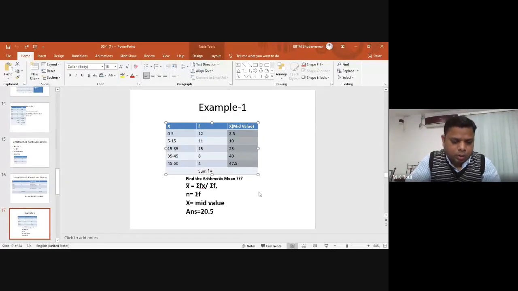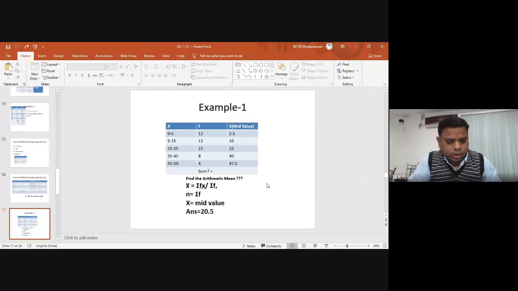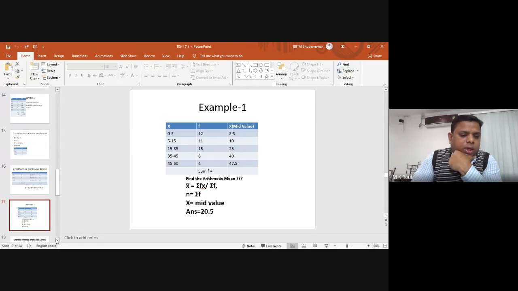So if you calculate these values along with the summation of f, that equals, how much? Summation of f, that is 50. Okay, fine, 50. And here the f into x equals how much? Summation of fx. Sir, 1025. 1025 divided by 50, that equals 20.5. That is the final answer. Moving to the next one.